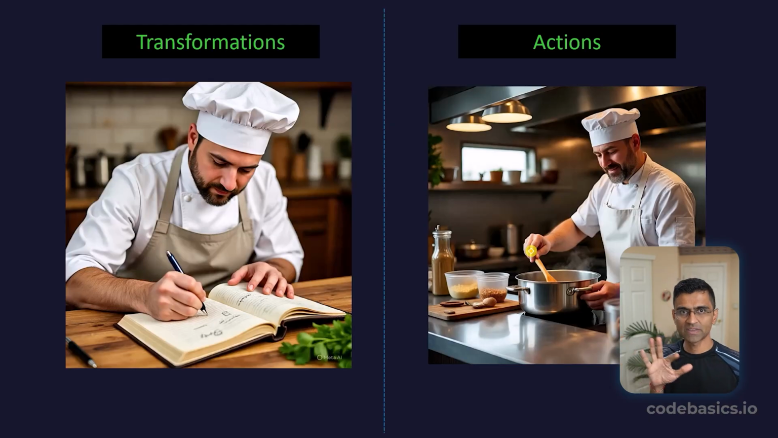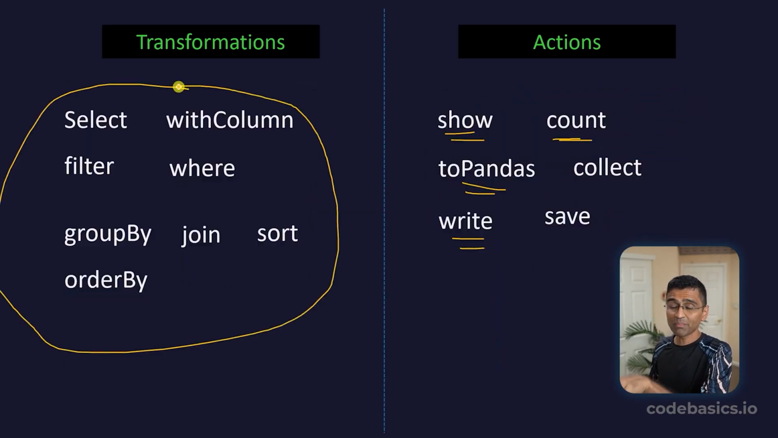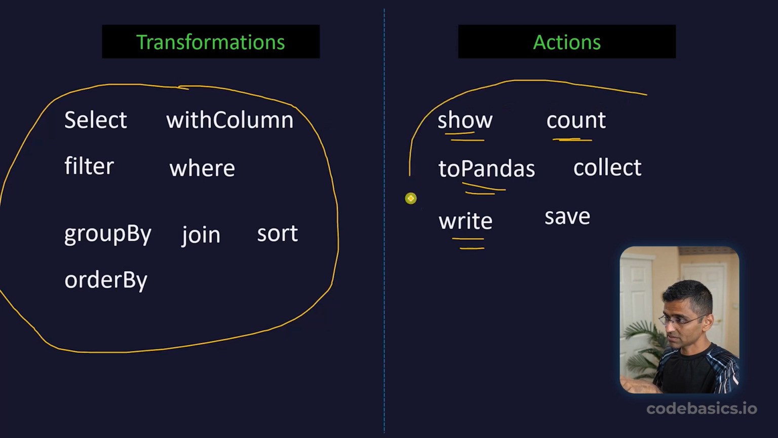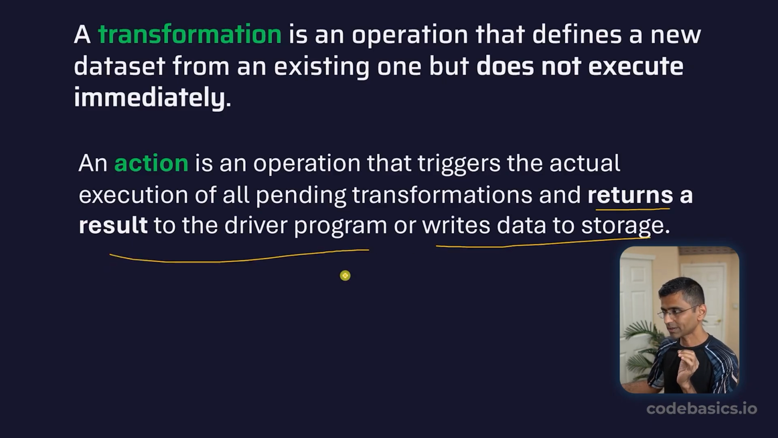So I hope you understand, with this analogy, transformation is just building a recipe, actions is actually cooking the food, right? So here, all these functions will only build the physical plan, right? And all this action will actually execute the plan. So the definition here is transformation is an operation that defines a new data set from existing one, but does not execute it immediately. Whereas action is an operation that triggers the actual execution, okay, and returns a result. So action will either return a result to the driver program, or it will write data to data storage.